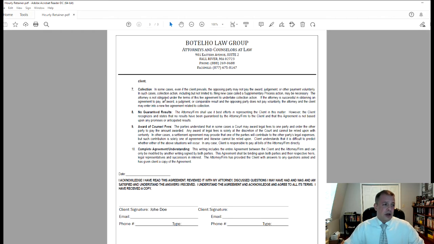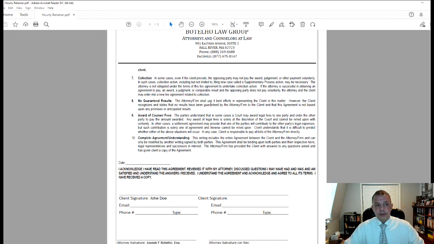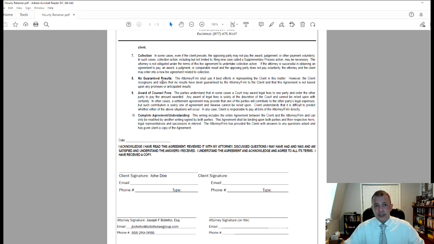The next section is 7, collections, which explains how our law firm, if we are not paid, will initiate collections procedures against clients, because some clients simply do not pay their attorney's bills after a certain point. This is seldom the case, but it happens every once in a while, and this section actually addresses that. The next one, section 8, is no guaranteed results.